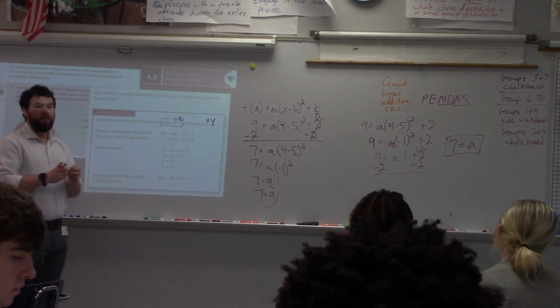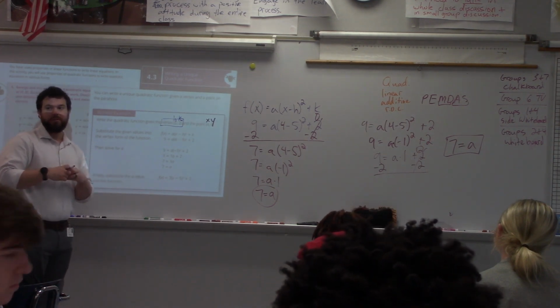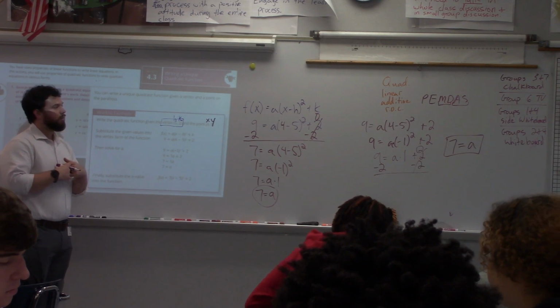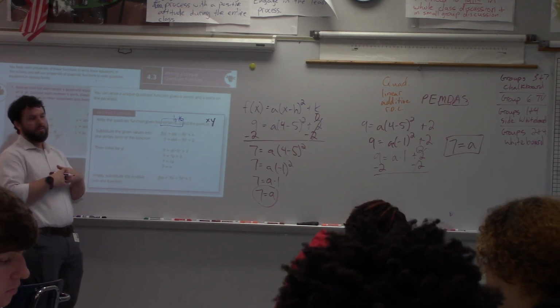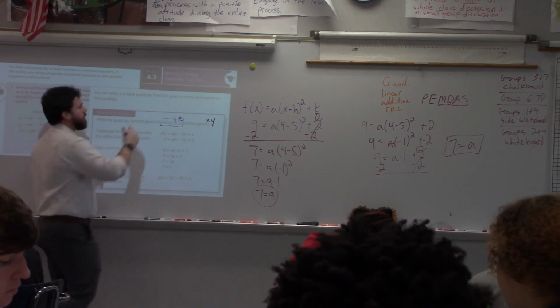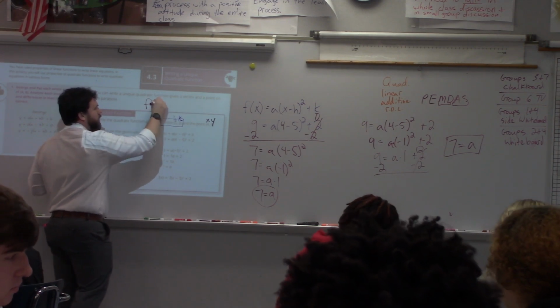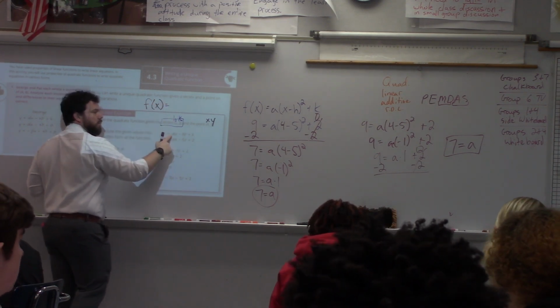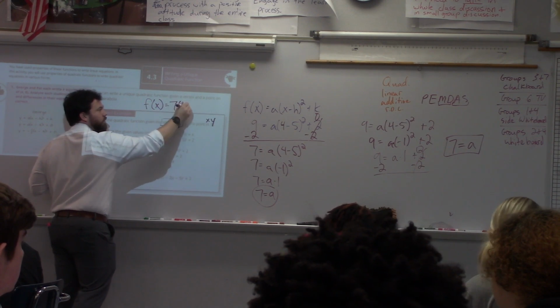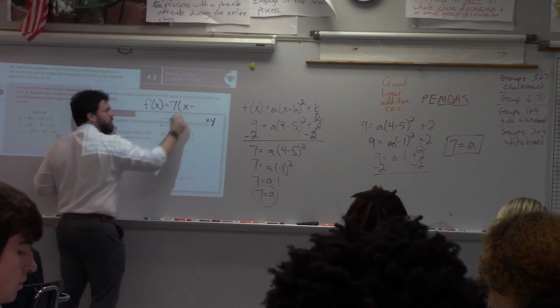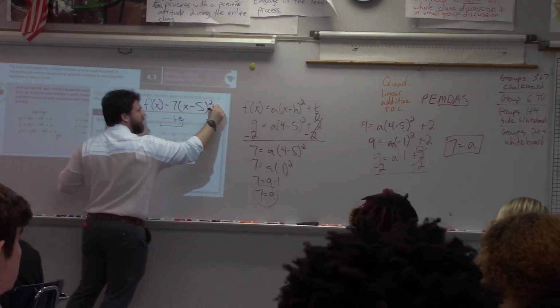Now remember, and always go back to, what are we trying to do? We're trying to write the equation, right? What is A now? 7. What is H? And what was K?